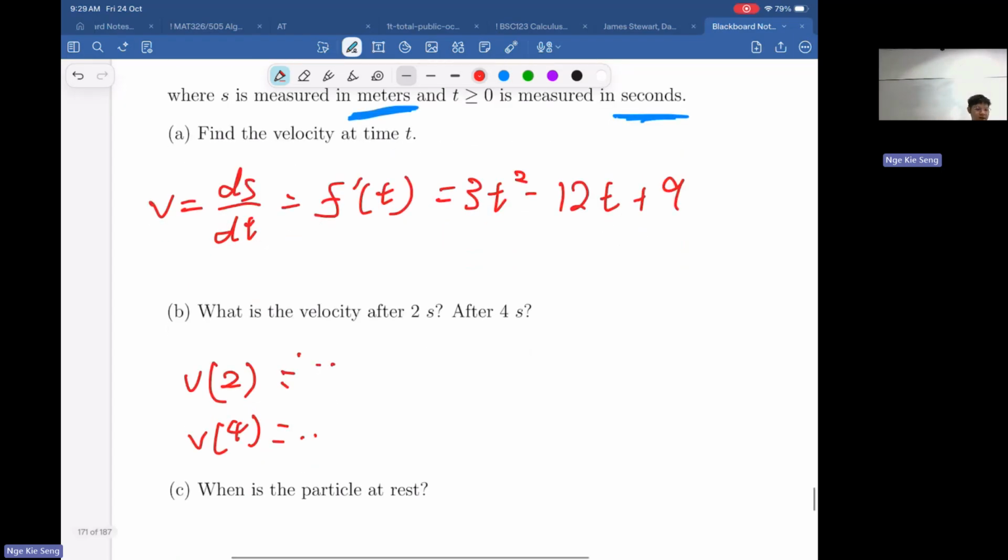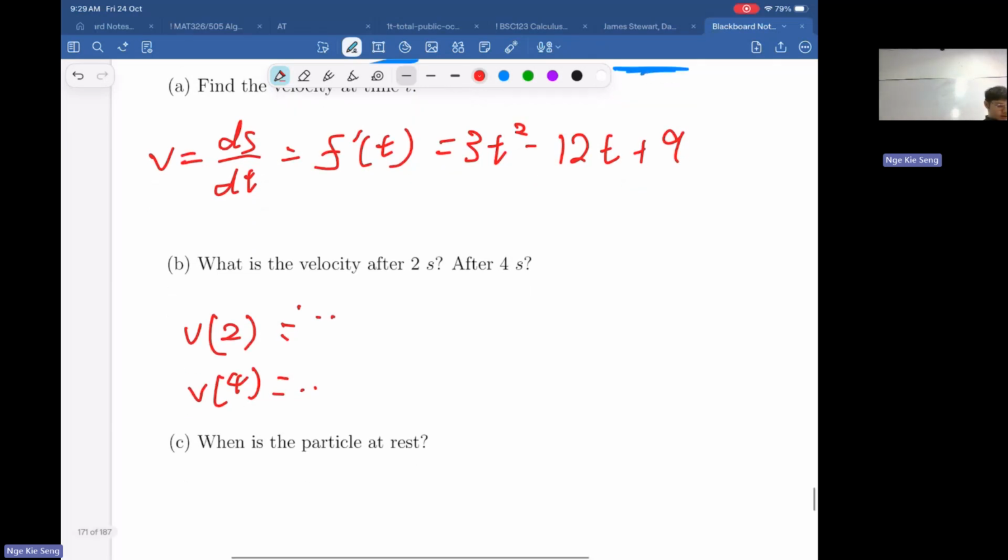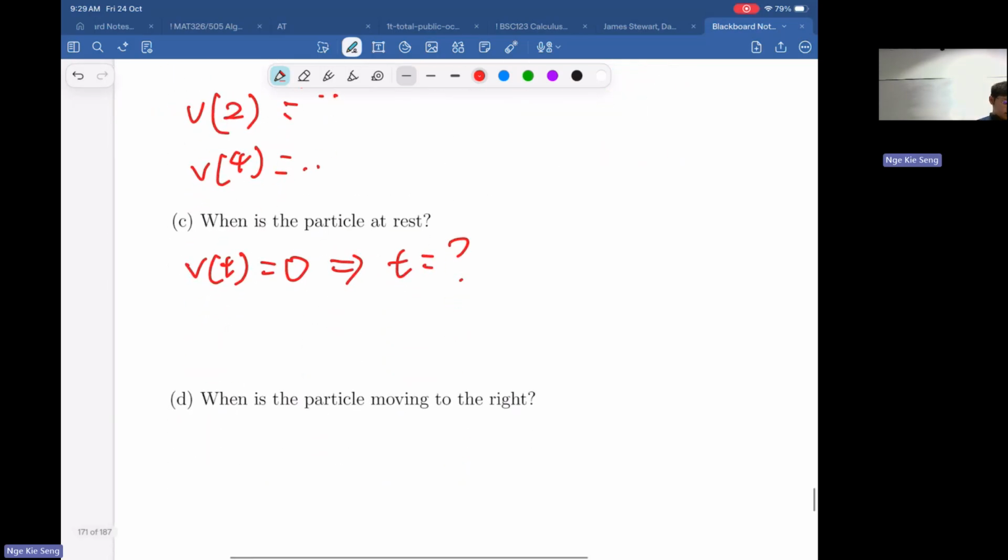So when is the particle at rest? What does it mean by resting here? If you rest, do you have velocity? Zero. Your velocity is zero. So basically, you need to find where V(t) equals 0, and then find what your t is. Very straightforward. So when is the particle moving to the right? Here there's a left-right problem. If you remember from your physics, displacement can be negative, so there's a direction here.